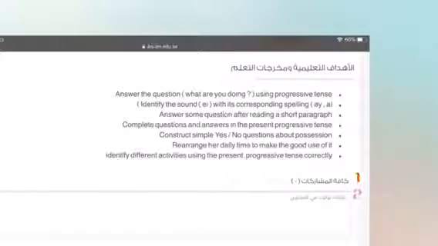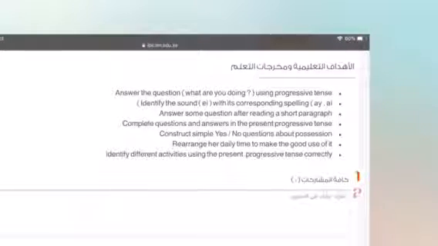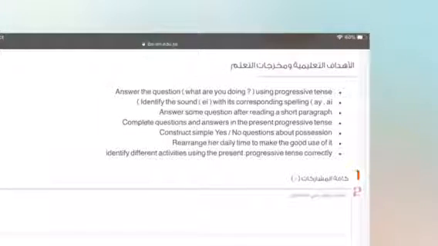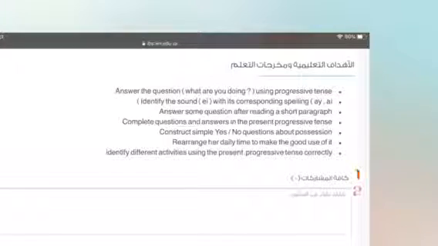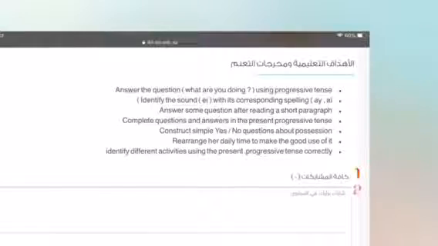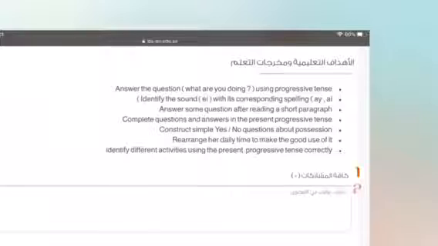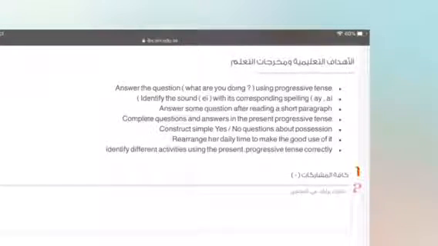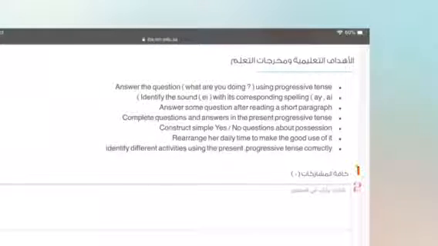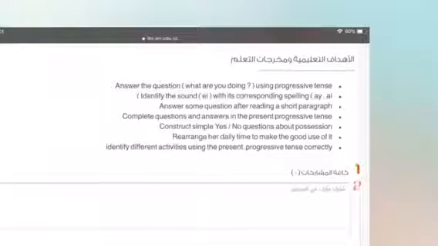Number 2, to identify the sound A with its corresponding spelling, AI and AY, like the words day and rain. Number 3, answer some questions after reading a short paragraph. We have a short paragraph, then we're going to read and answer true or false questions. Number 4, complete questions and answers in the present progressive tense. What does that mean? What are you doing? I am cleaning. I am eating. So we're going to use the present progressive tense.